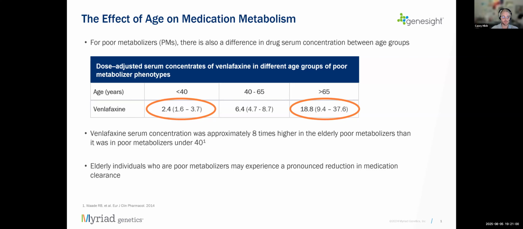And that's due to multiple causes. It's definitely multifactorial. These patients may have ongoing liver damage over the course of their life, but also over the course of our life, many of our cytochrome P450 enzymes have decreased expression and decreased function. So it's both the liver function and the decreased function of those cytochrome P450 enzymes themselves.